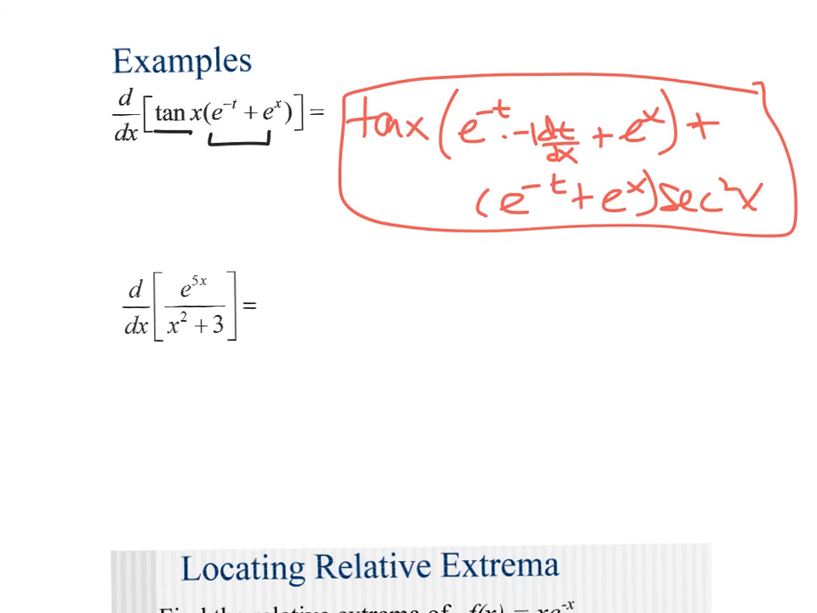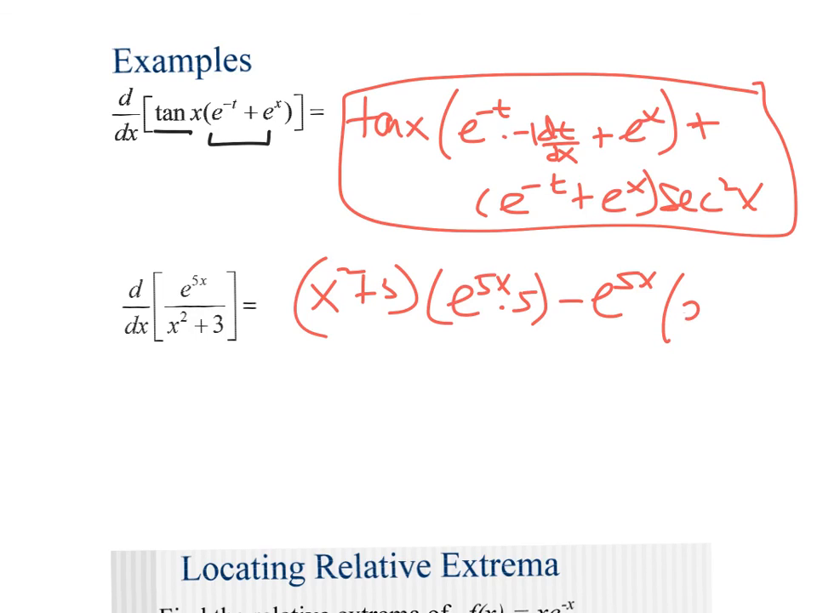That's garbage. All right, second one, quotient rule. Low d high minus high d low over low low. So low d high minus high d low all over low squared. Ta-da! And you can't combine like terms, really. And you can't factor out an x squared plus 3.